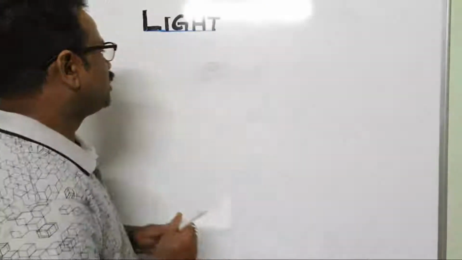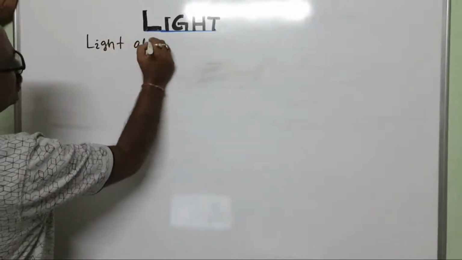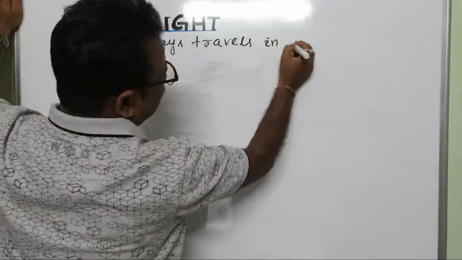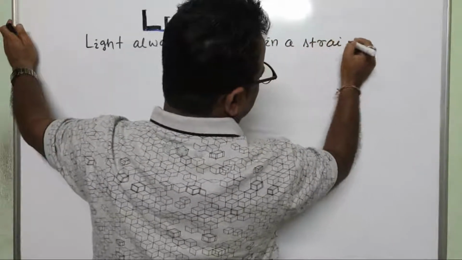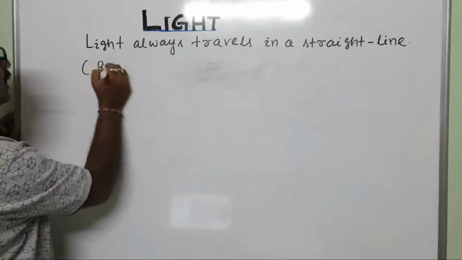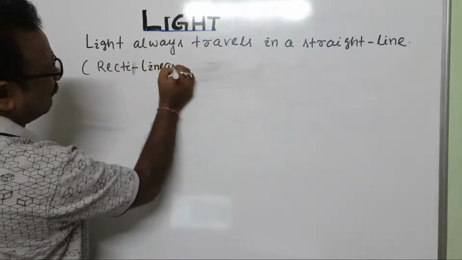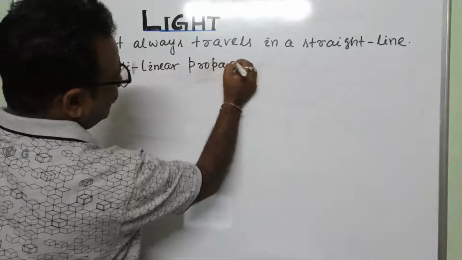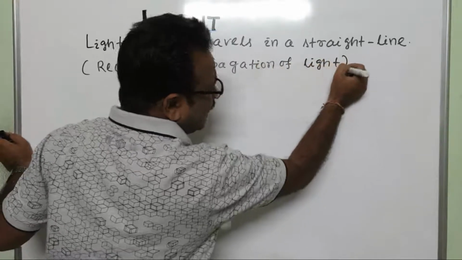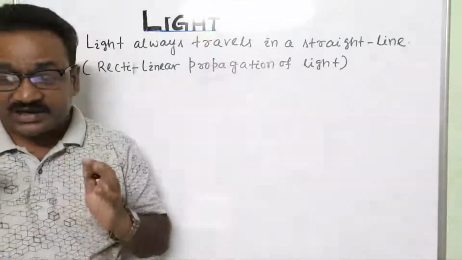So that is called rectilinear propagation of light. Light always travels in a straight line. That is called rectilinear propagation of light. Recti means it always travels in a straight line.